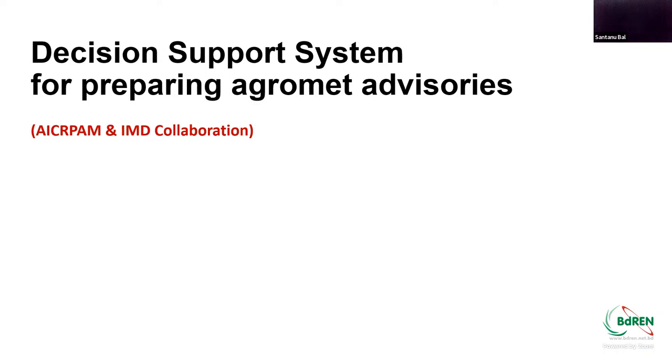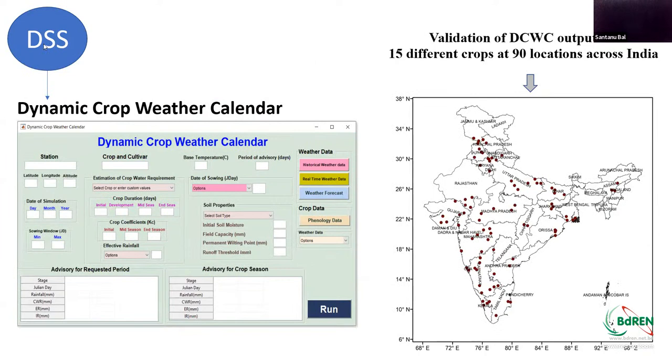And also the applicability will be more. So in that aspect, in collaboration with IMD, we have developed a simple decision support system. We name it Dynamic Project Calendar. And we have tested it across more than 90 locations of the country for different crops. And these are some of the results.